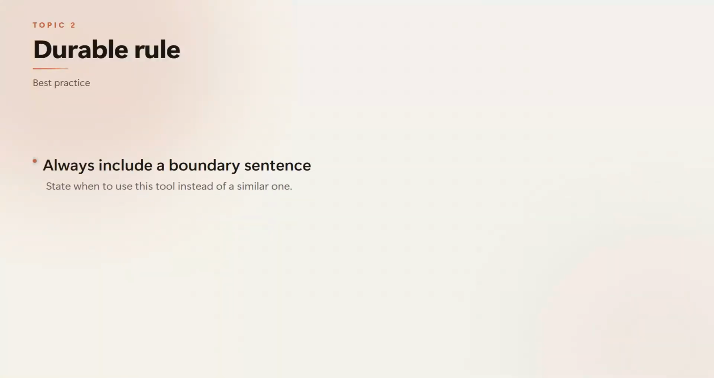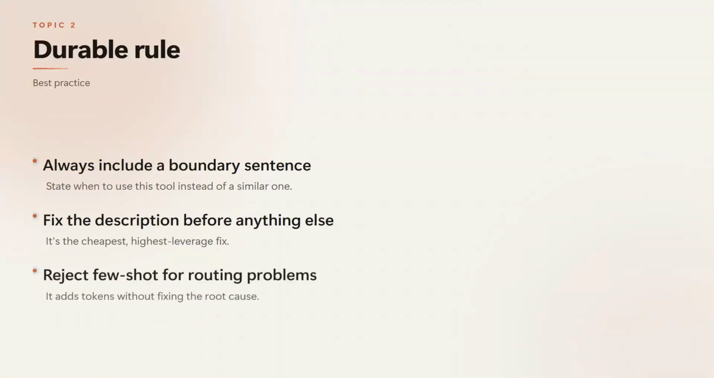The durable rule is, when tools are misrouting, fix the description first. Always include a boundary sentence that states when to use this tool instead of a similar one. Reject few-shot examples for routing problems because they add tokens on every request without fixing the cause. You're masking the problem, not solving it. Reject a routing layer because it bypasses the language understanding you're paying for and is over-engineered. The description is where the cause lives, and it's the cheapest, highest leverage fix you have.